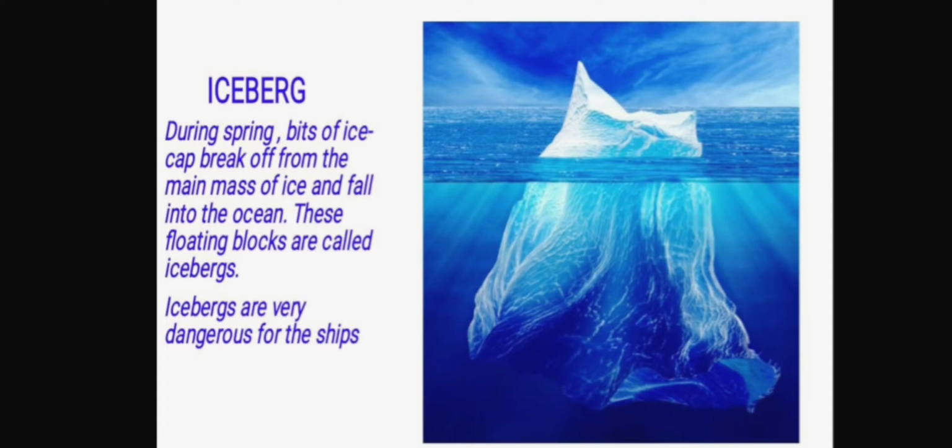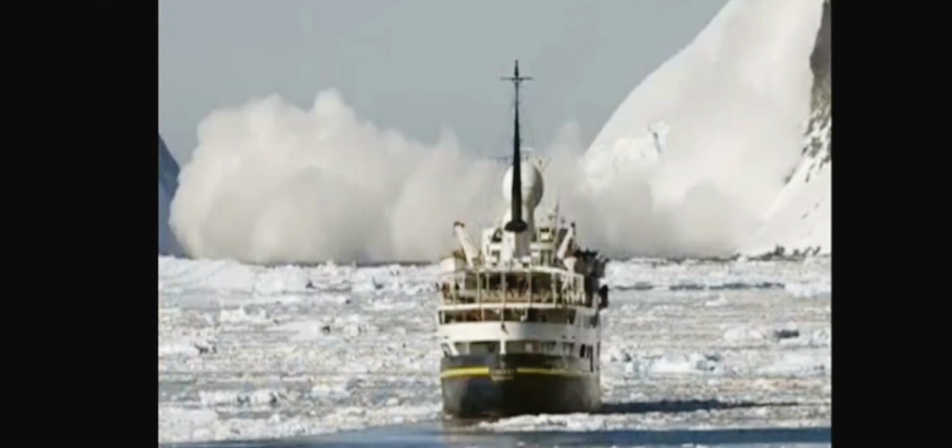Now what is an iceberg? During spring, bits of the ice cap break off from the main mass of ice and fall into the ocean. These floating blocks are called icebergs. As you can see here in the picture, the icebergs look very small from above, but they are really very huge from below. They are very irregular in shape. These are also very dangerous for ships. If you have seen the movie Titanic, you know what happened with the iceberg in 1912. A large ship, Titanic, sank after hitting a huge iceberg.